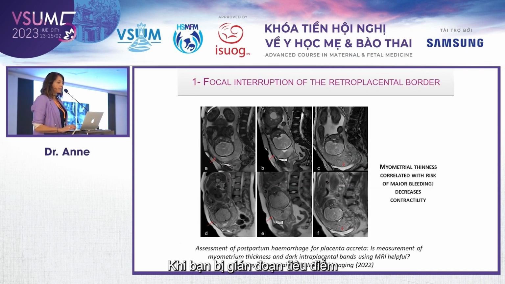When you have focal interruption of the retroplacental border, you have sometimes just a thinning of the layer of the myometrium, as you can see here, and sometimes it is very difficult to see the interruption. But what we have to know is that when you have this very thin myometrium, it's probably something that will argue for the risk of bleeding during delivery.